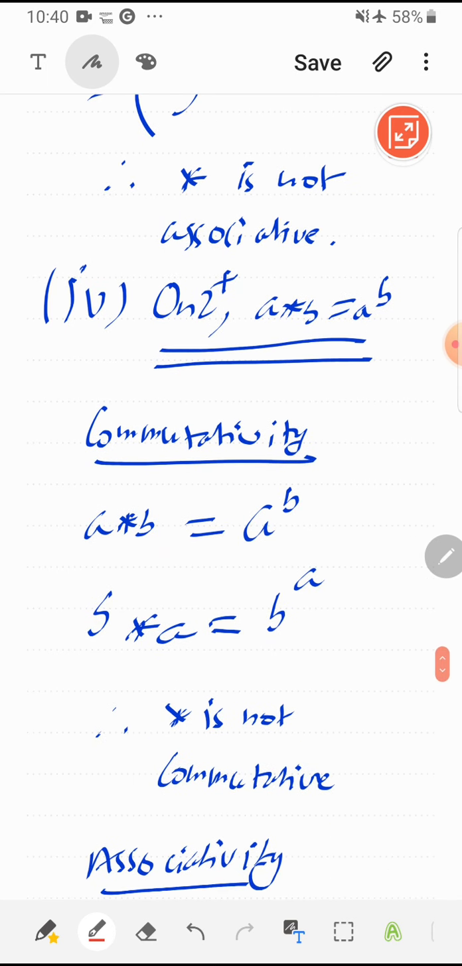Then on again Z positive, A star B is equal to A raised to the power B, or we can say first raised to the power second. Now commutativity, it is not commutative as A star B is equal to A raised to the power B and B star A is equal to B raised to the power A. So clearly star is not commutative.